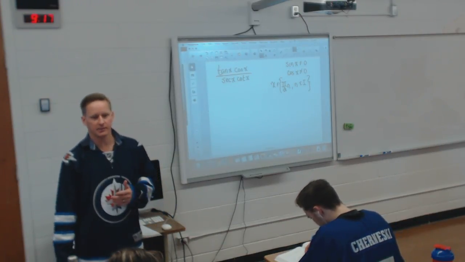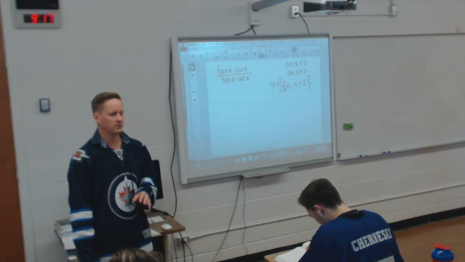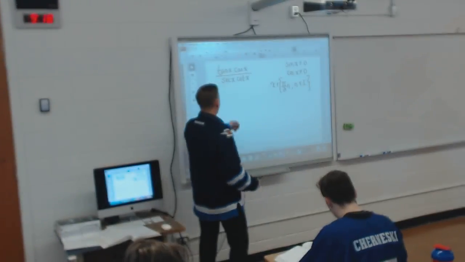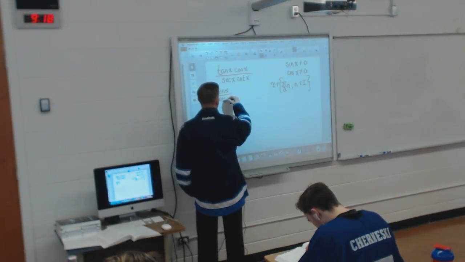Now I want to reduce this. What was the thing I just said 2 minutes ago? Change them to sines and cosines, right? So tan is sine x over cos x, right?